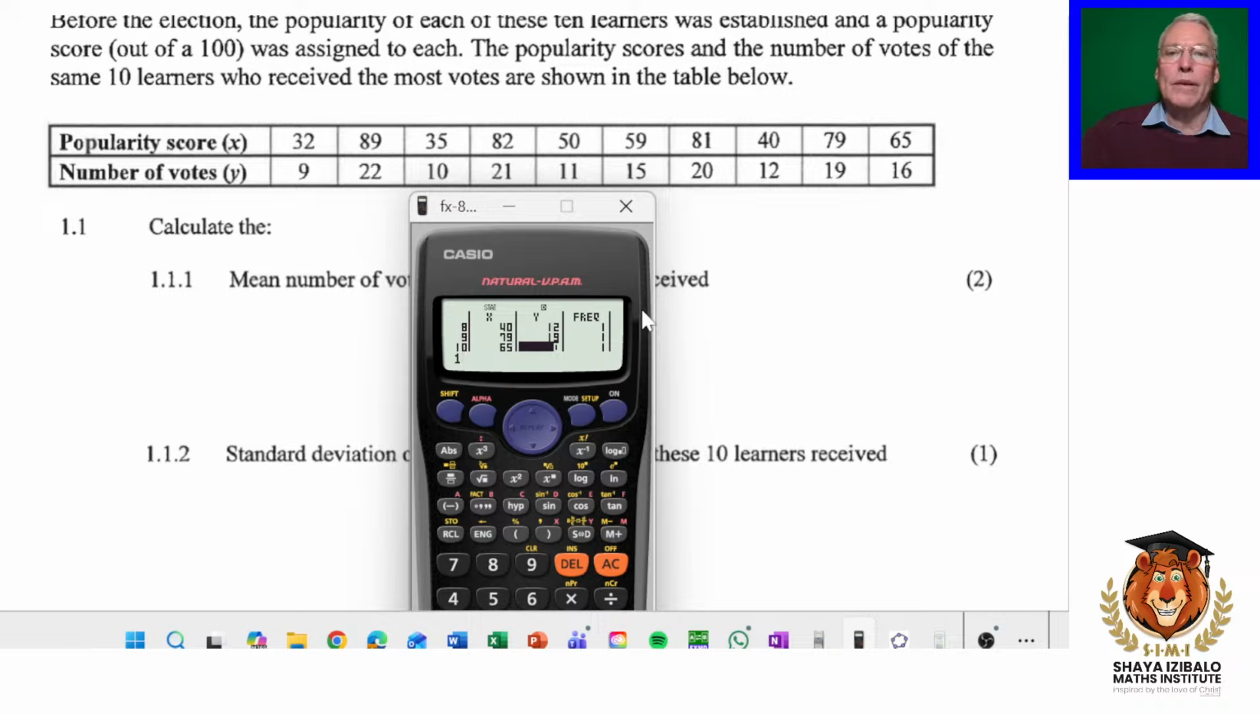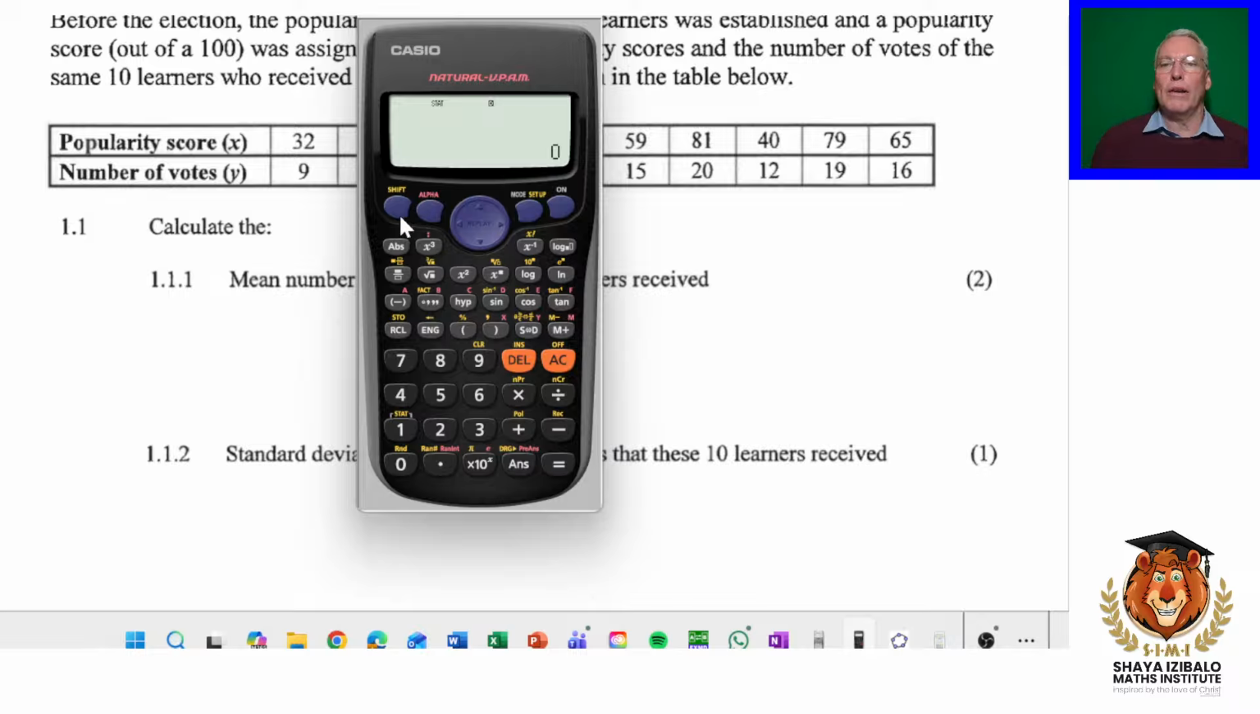and 16. Okay, at this point we press all clear, which I know sounds like a fairly strange thing to do, but we're going to do that anyway. And now what we're going to do is go shift stat, and we're going to get the variables for this data, and we're going to get the mean number of votes.